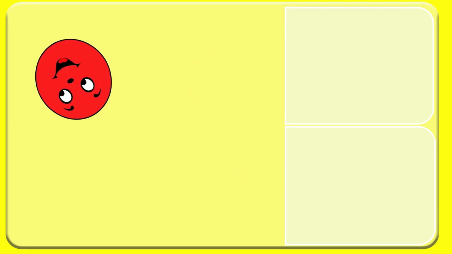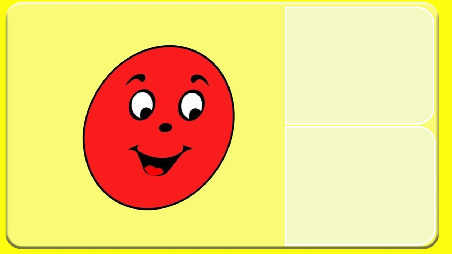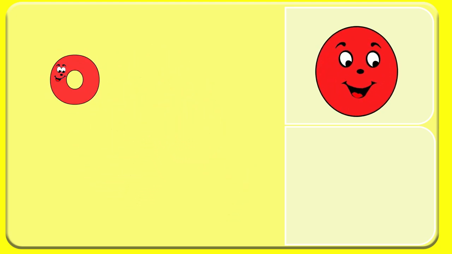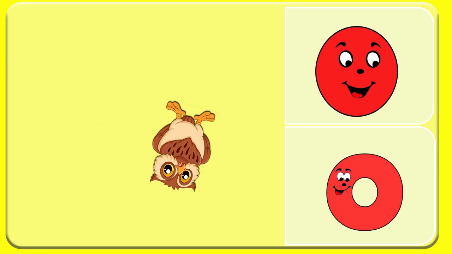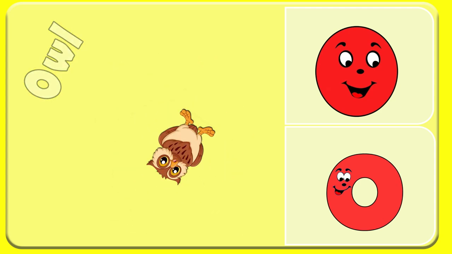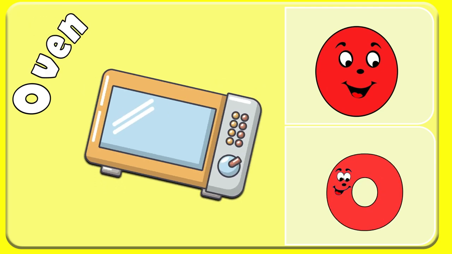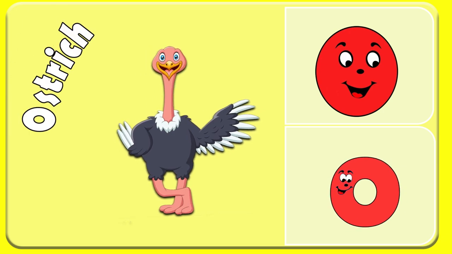Today we will learn alphabets and their sounds. Have you ever seen the letter O? Hi, I'm letter O. My sound is O, O, O. And the words that start with me are owl, O, O, owl. Oven, O, O, oven. Ostrich, O, O, ostrich.